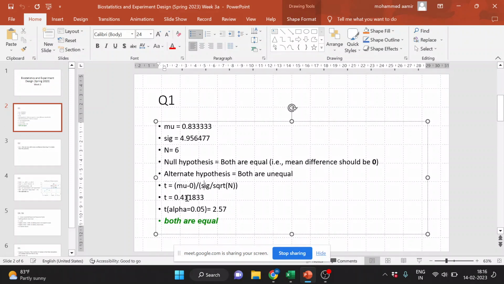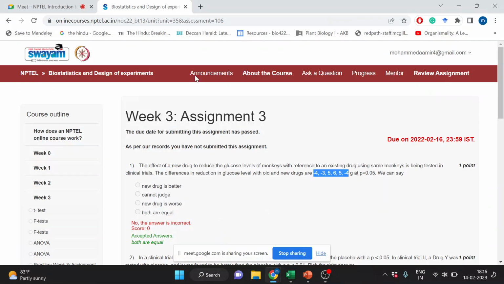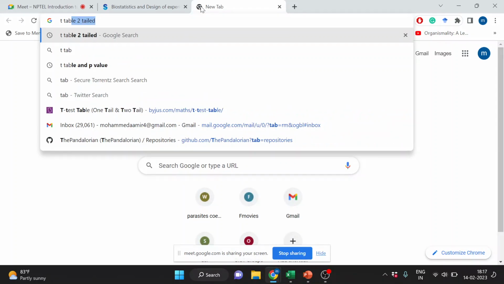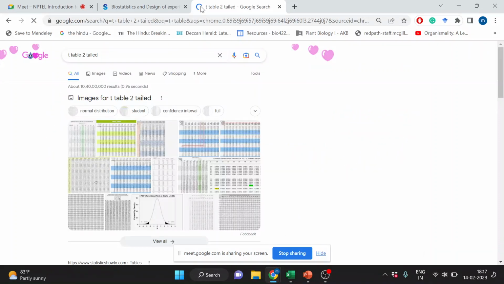Now you need to compare this value against the value at which, for alpha 0.05, the result would be significant. So you need to find the t value for that. How can you do that? You can look up a t table. You can do this on Excel, but I'll show you a t table. I'll show you it on Excel also.